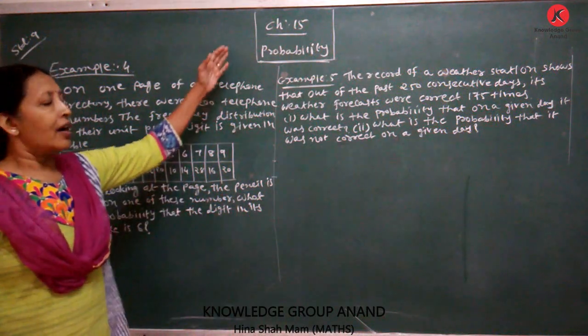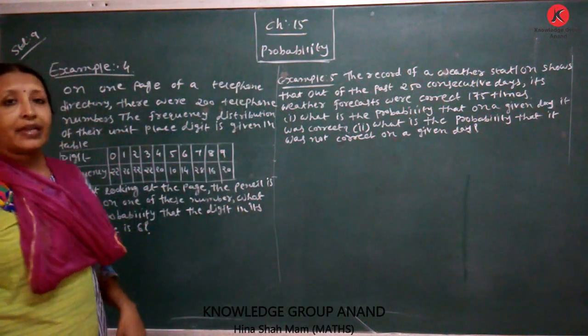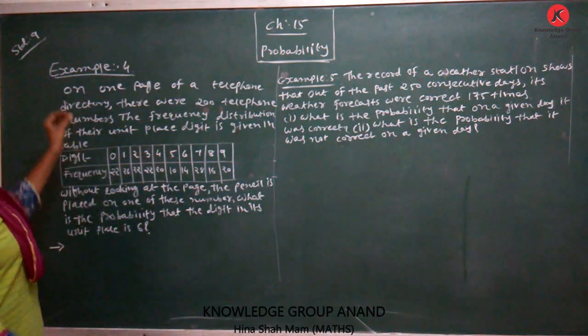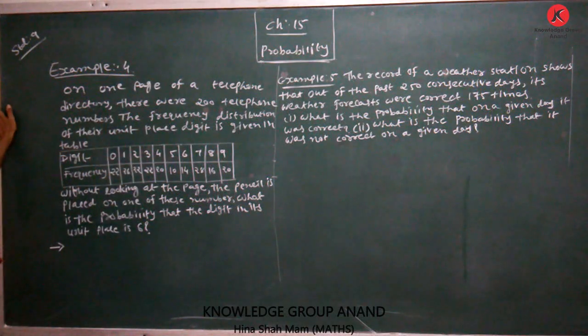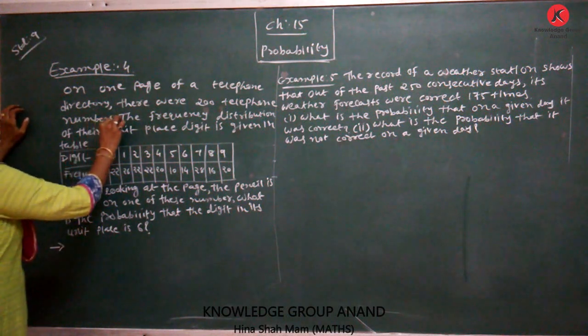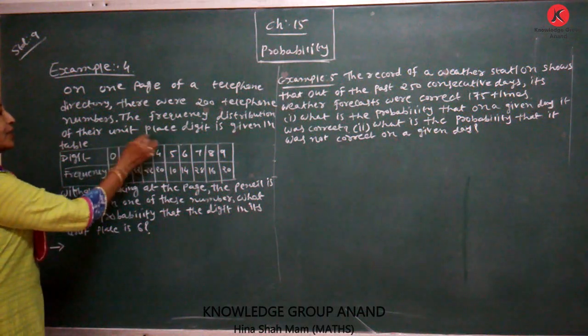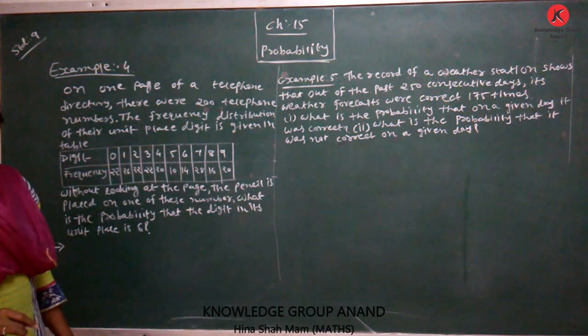We learn our chapter 15, probability. Example number 4. On one page of a telephone directory, there were 200 telephone numbers. The frequency distribution of their unit place digit is given in the table.